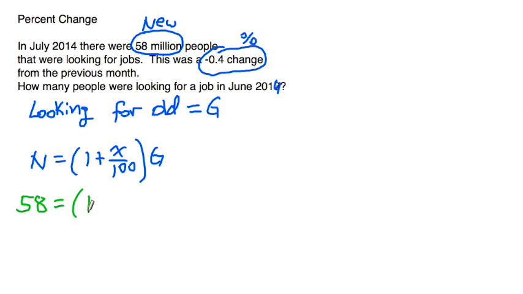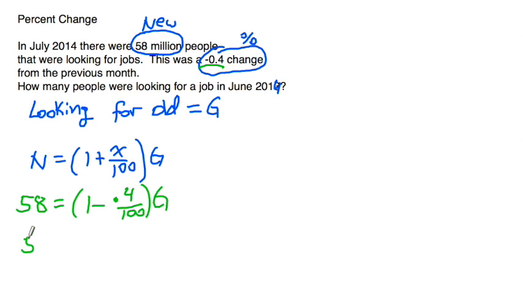This is going to be 1. This tells you exactly what sign you should be because this is a negative 0.4. So you write negative 0.4 divided by 100. Don't be trying to change this into a decimal, just let the calculator do its work. And then times g. Alright, so 1 minus 0.4 divided by 100 is 0.996.